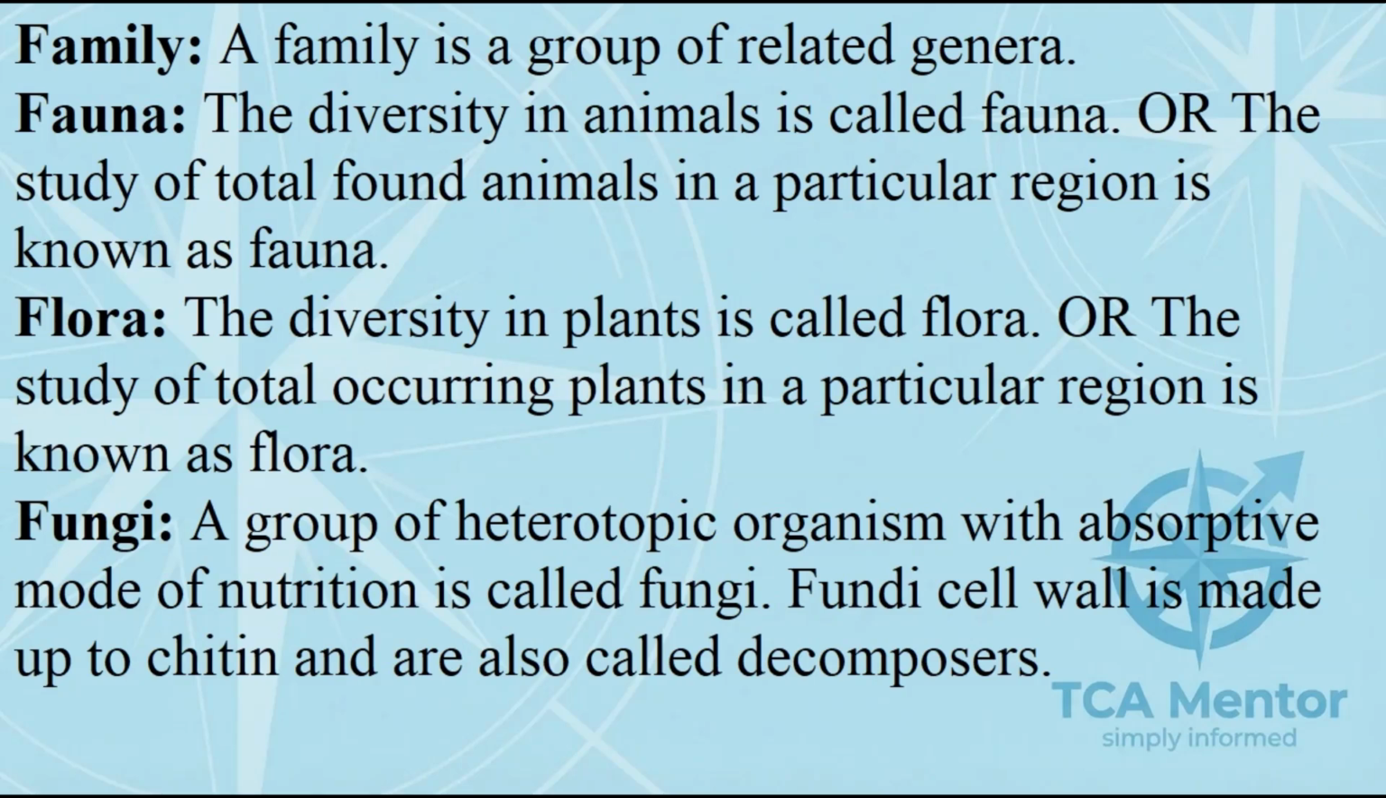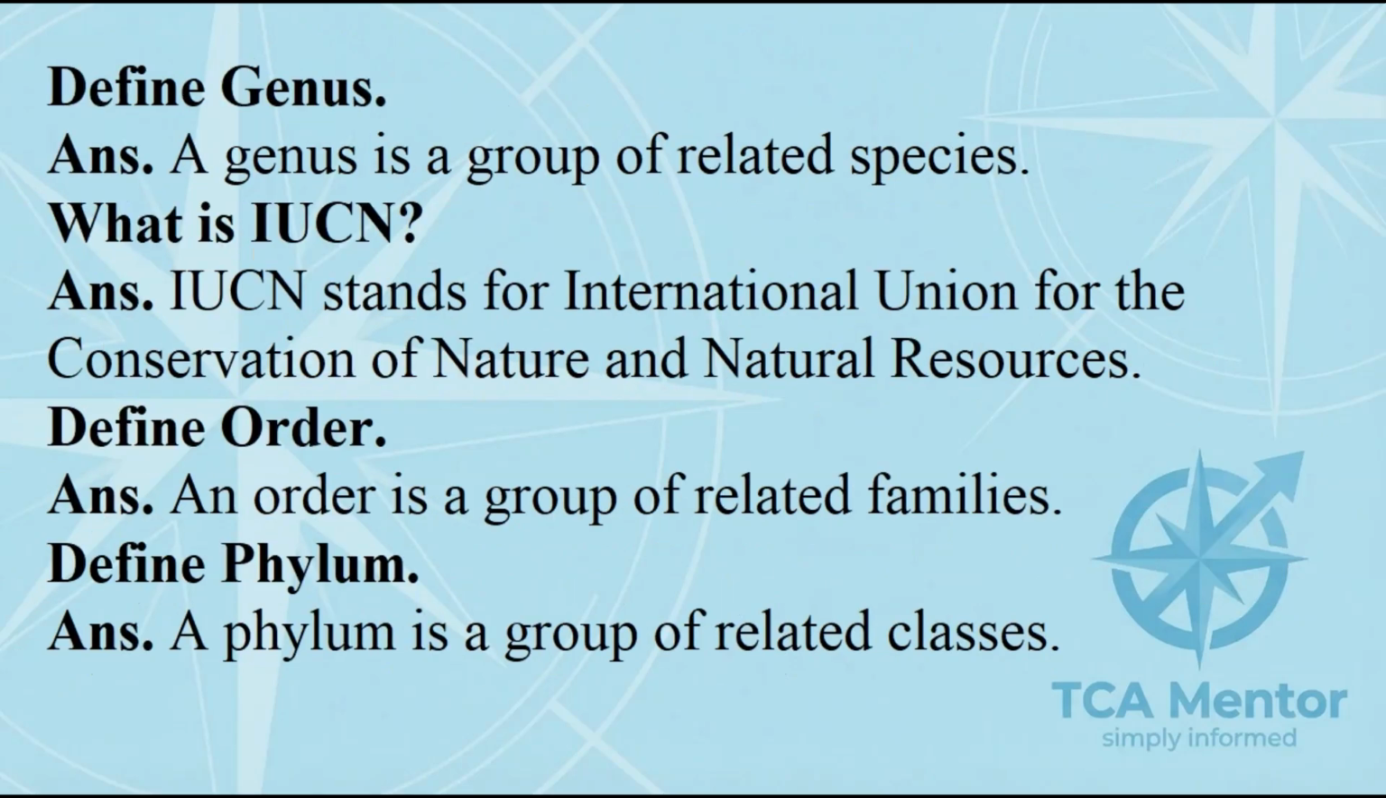Fungi. ANS. A group of heterotrophic organisms with absorptive mode of nutrition is called fungi. Fungi cell wall is made up of chitin and they are also called decomposers. Define genus. ANS. A genus is a group of related species. What is IUCN? ANS. IUCN stands for International Union for the Conservation of Nature and Natural Resources. Define order. ANS. An order is a group of related families. Define phylum. ANS. A phylum is a group of related classes.